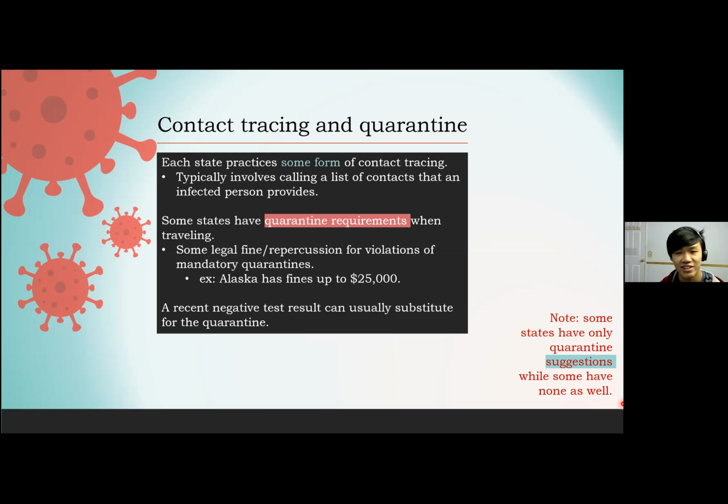We're not going to get into too much detail about the effectiveness of this, as we saw from the previous group that talked about contact tracing. We saw that its effectiveness was also a little shaky in the US's implementation. Okay, next slide.